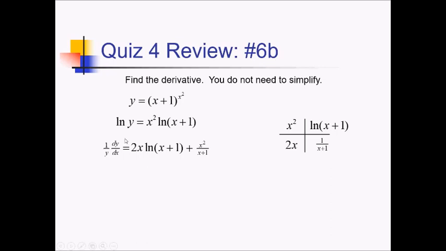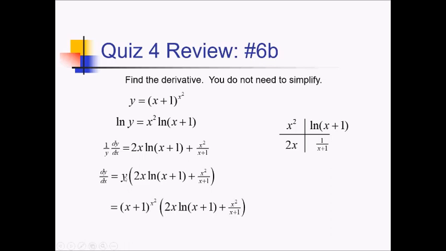Now we have to isolate dy over dx, so we can do that by multiplying both sides by y. So I've just got y times all the stuff that was already there in a parentheses. And if you needed to get this in terms of just x, you could substitute this x plus 1 to the x squared back in for y down here, and then call it a day.